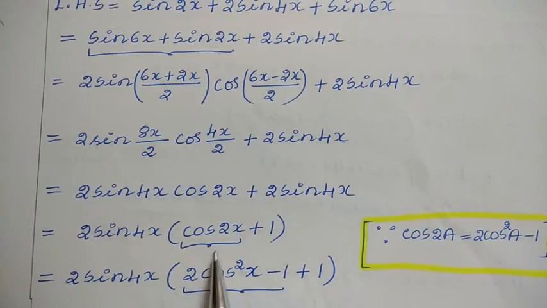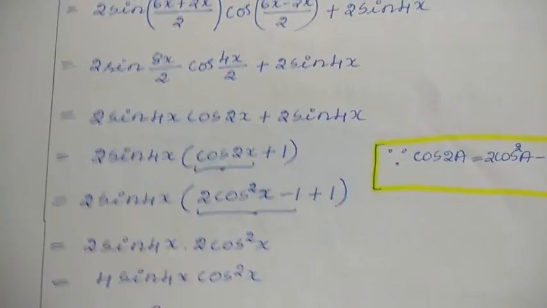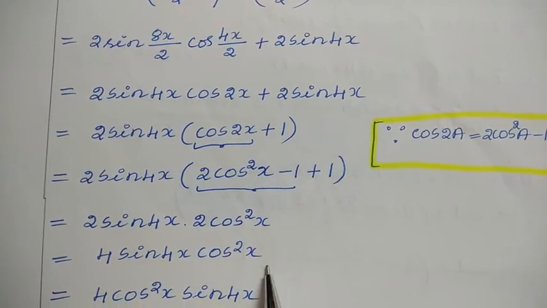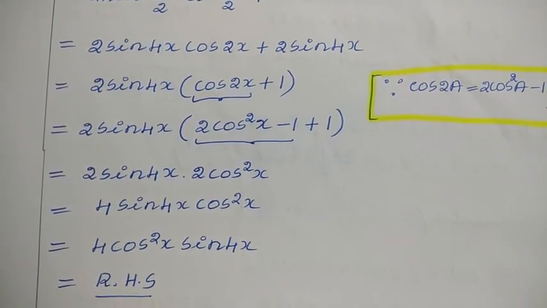Here you can see that for cos 2A we have the formula: cos 2A is equal to 2 cos²A minus 1. So just apply the formula. So it's 2 sin 4x into (2 cos²x minus 1) plus 1. Here this minus 1 and this plus 1 get cancelled and we get 2 cos²x. Next, multiplying 2 into 2, we get 4 sin 4x into cos²x. So 4 cos²x into sin 4x, that is equal to RHS.